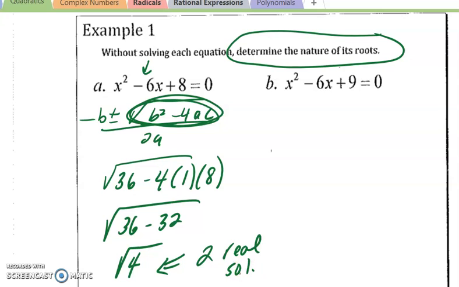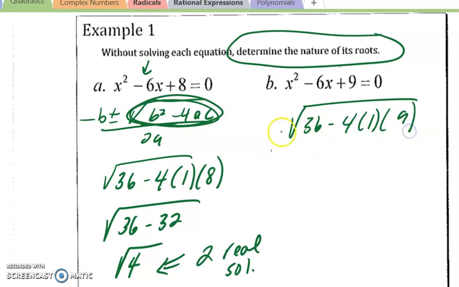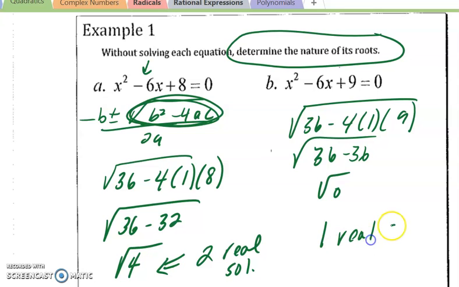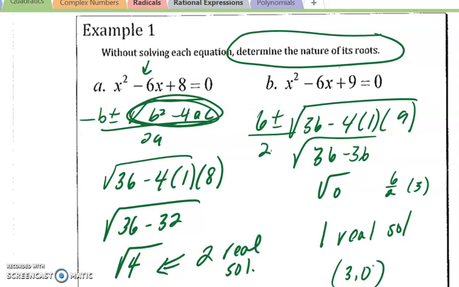If I look at this one, I'm only going to do your b squared, which is going to be 36 minus 4 times a times 9. I'm going to get 36 minus 36, and my discriminant is 0, which means I have one real solution. Now, please remember, if I did the quadratic, I'd have a 6 here, plus or minus, and it would all be divided by 2. So my answer would be 6 divided by 2, and my answer is 3. So my real solution here is 3, 0 again.